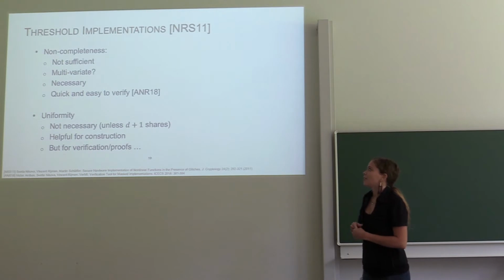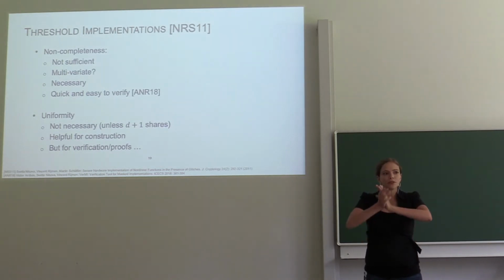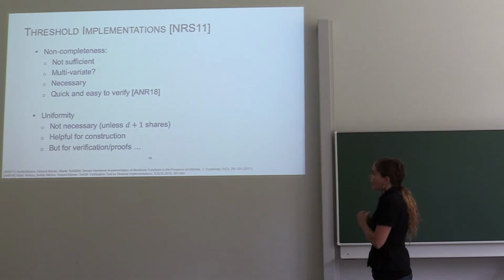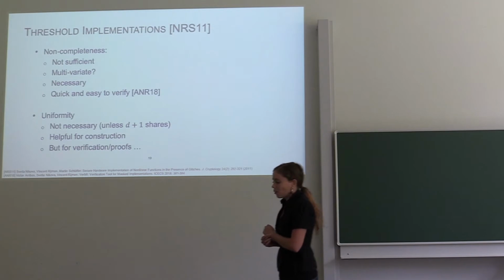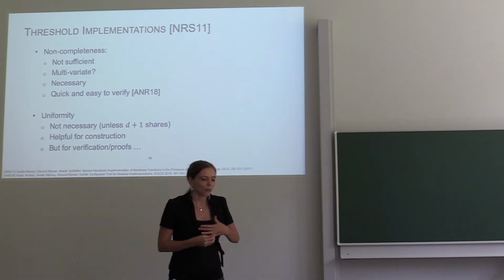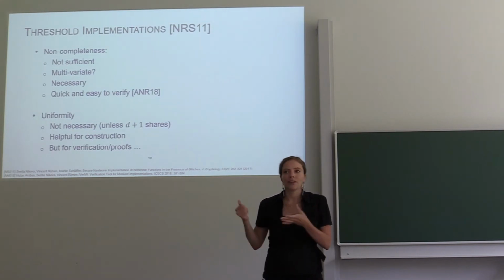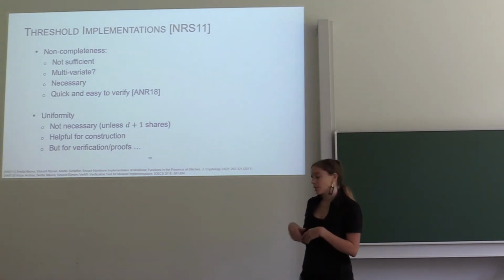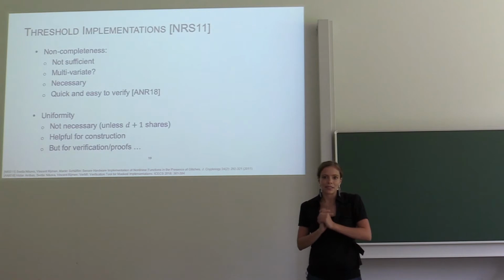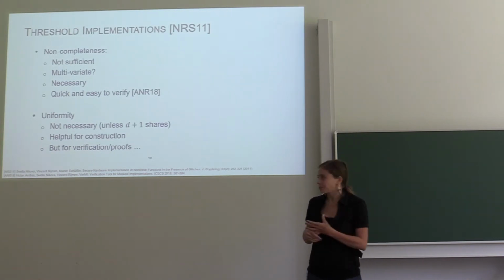One more thing is that the non-completeness definition is quite univariate in nature, so it has not been extended yet to multivariate security. And then for uniformity, we know that it is not sufficient, but we also show in this work that it's not even necessary. So if you use more than the minimum number of shares, which is what the original threshold implementations did, then you can actually have non-uniform sharings that are secure.